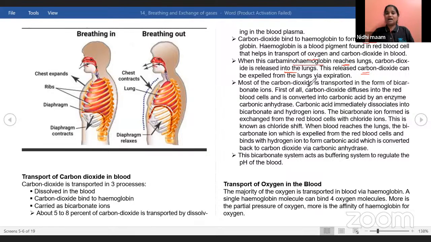Next, most of the carbon dioxide is transported in the form of bicarbonate ions. How? First of all, carbon dioxide diffuses, means enters inside the RBCs, and it is converted into carbonic acid by an enzyme. Remember it, carbonic anhydrase. What is carbonic anhydrase? It is an enzyme which converts carbon dioxide into carbonic acid in red blood cells.